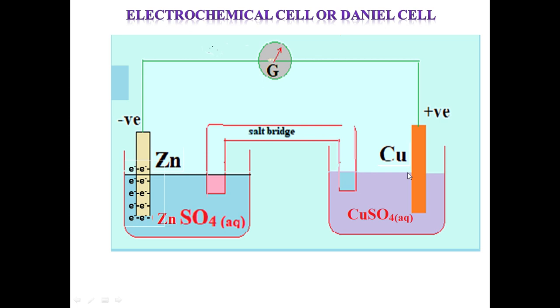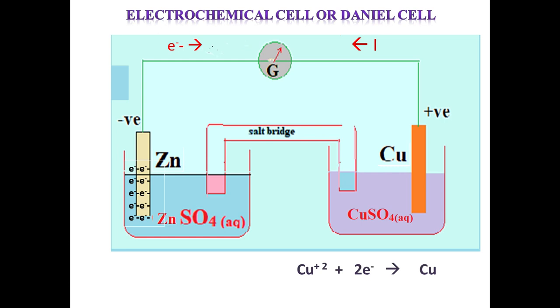As these electrons move from zinc to copper, there is a production of electricity in just the opposite direction to the flow of electrons. This is a rule of physics: the direction of flow of electrons is just reverse to the direction of current. So due to the motion of electrons, there is a generation of electricity. This galvanometer shows the deflection in that direction. You can see here.